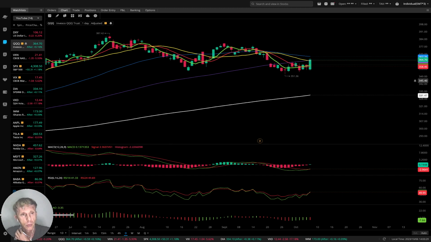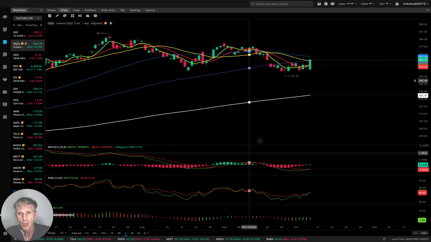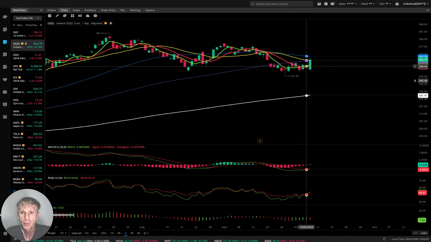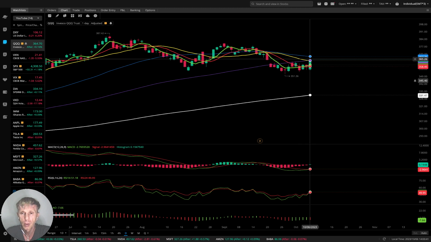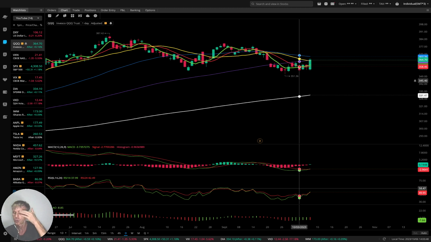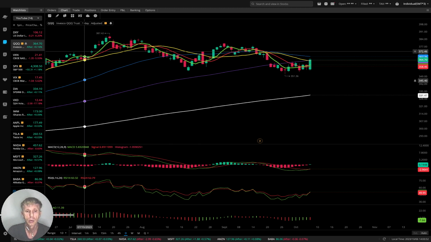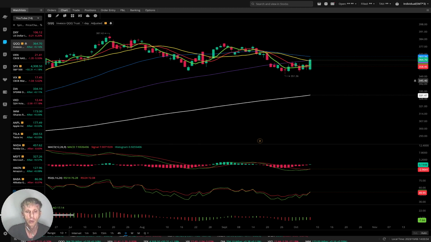Now let's move to Qs. Qs daily time frame, right? Green line MA5 did bullish crossover over red MA10, and the last bar closed above MA20. Nice bullish reversal on MACD, RSI, bullish crossover, bullish reversal on daily time frame for Qs.